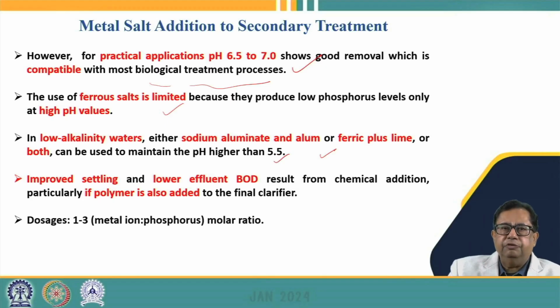So the chemicals that we are adding can lead to improved settling as well as low effluent BOD, and it will also be enhanced if we are adding polymer to the final clarifier. So the dosage that is recommended should be between 1 to 3 for the metal ion to phosphorus molar ratio.